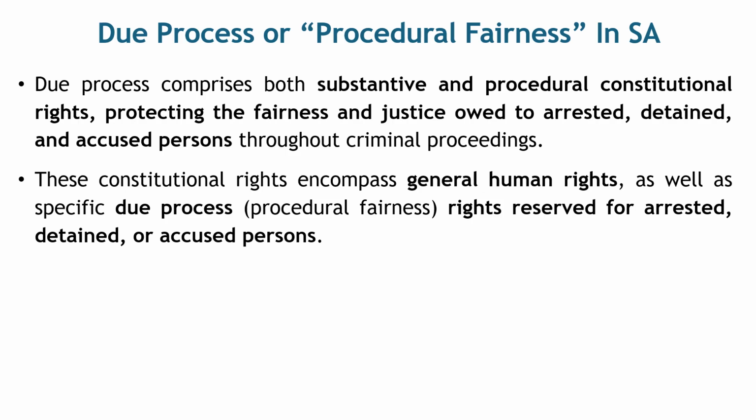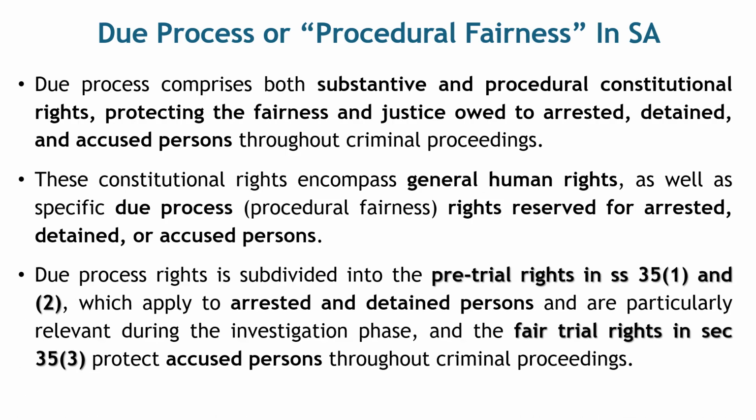But in particular, because we have the due process model, Section 35 of the Constitution provides for certain due process or procedural fairness rights, and these rights are only applicable to arrested, accused, and or detained persons. Now, these due process rights may be subdivided into two categories: the pretrial rights in section 35(1) and (2), and the fair trial rights in section 35(3).